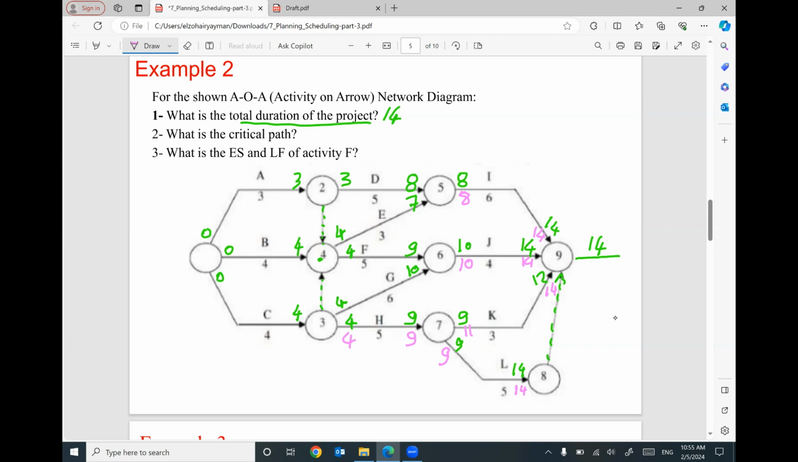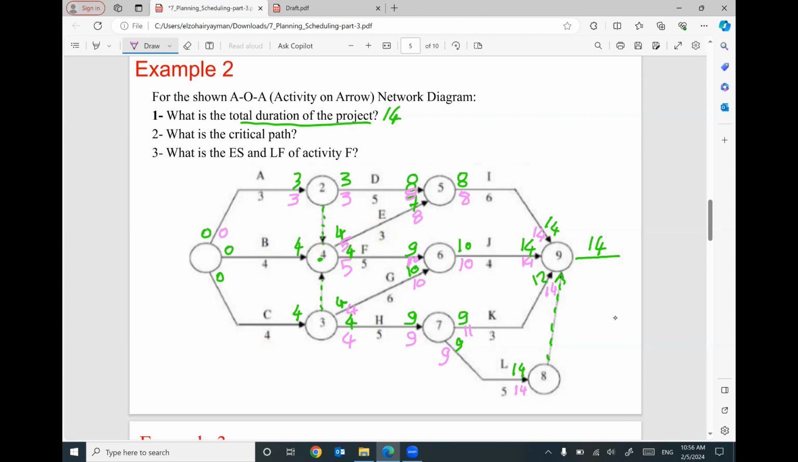We have here 10. It will be 10 as a late finish for these activities. 10 minus 5 will be 5. 10 minus 6 will be 4. For this activity, we'll have late finish 8, and 8 minus 5 will be 3. 8 minus 3 will be 5. So far, so good. For activity A, we have only the following activity D, so we will have 3 minus 3 will be 0.